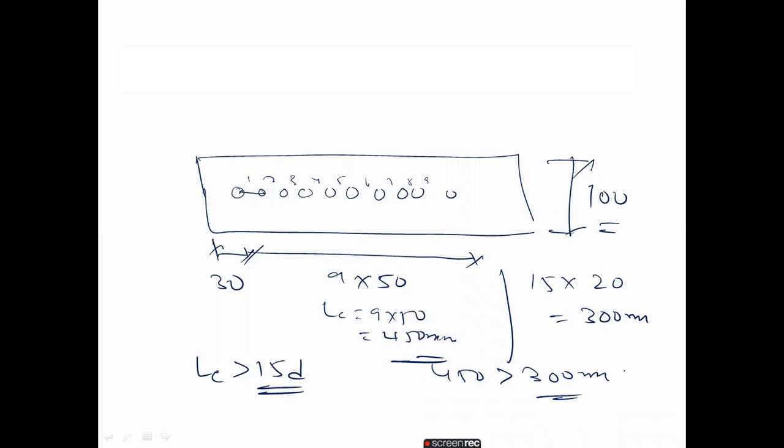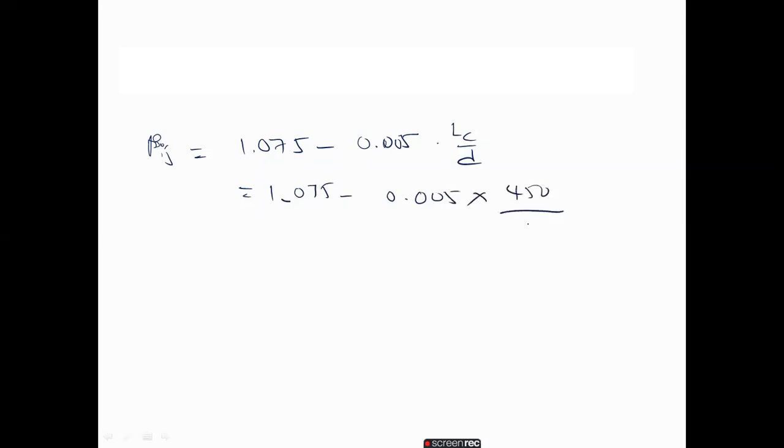For this case, on page number 75 we have to calculate the beta lj value. The formula is available in the code book on page 75: beta lj equals 1.075 minus 0.005 into LC by d. LC is 450 and the diameter of the bolt is 20. You will get the answer 0.9625.